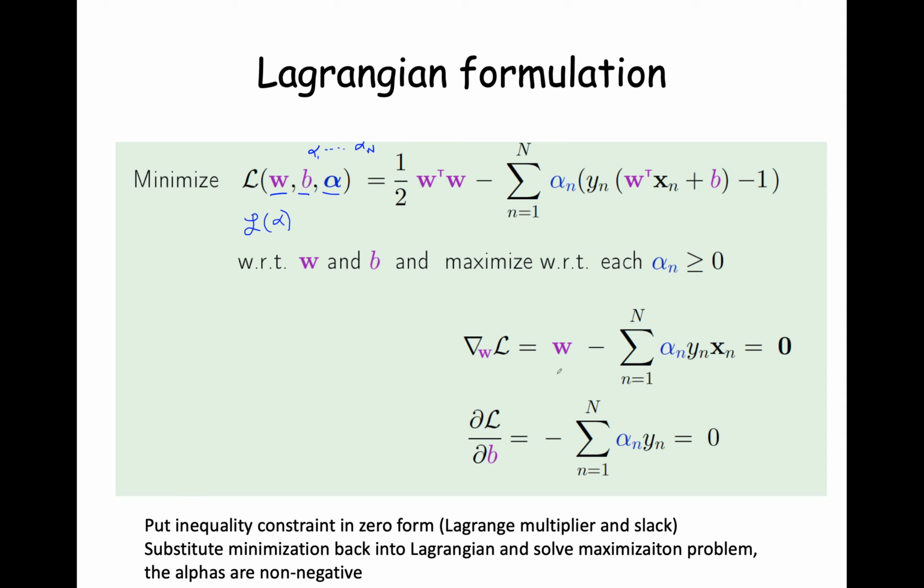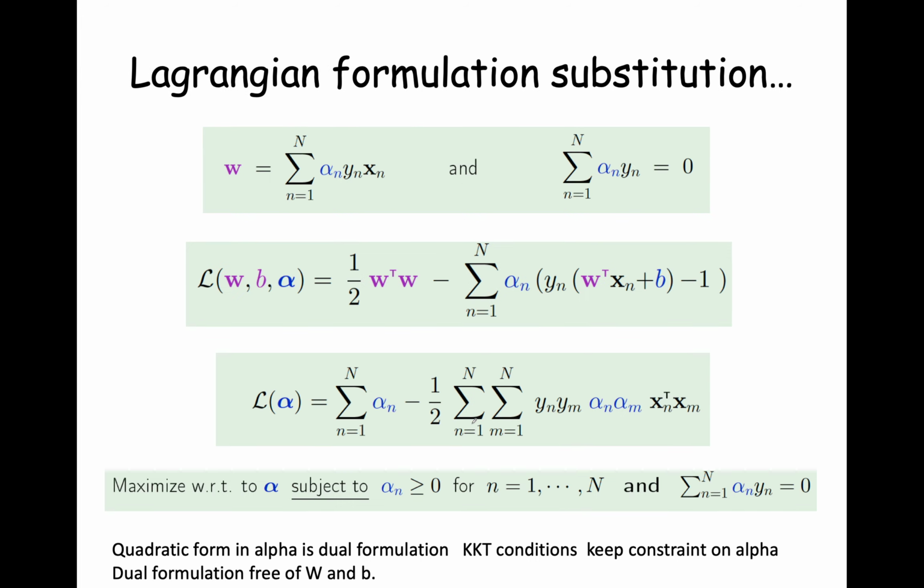So when we take this gradient, we get the following expressions for W and B. We set them equal to 0 to find the minimum of the Lagrangian with respect to W and B, and we then get the following two solutions. The first is a constraint we'll make use of: the sum, n goes from 1 to big N, of alpha n y n is equal to 0. And we also have W is equal to the sum, where n goes from 1 to big N, of alpha n y n x n.